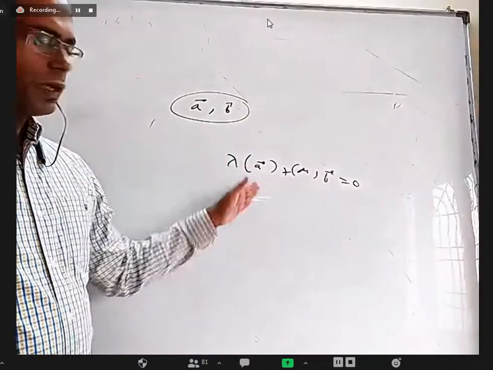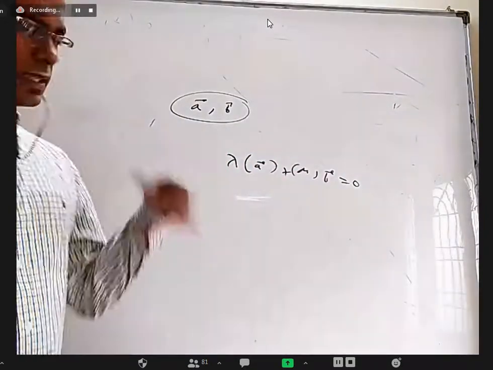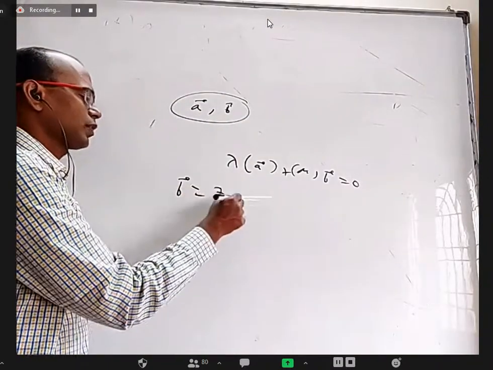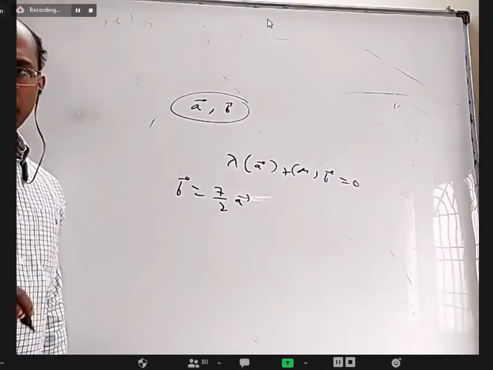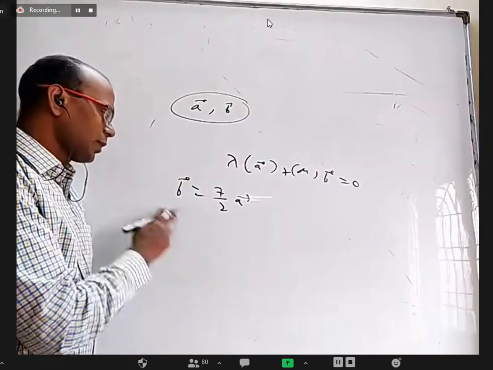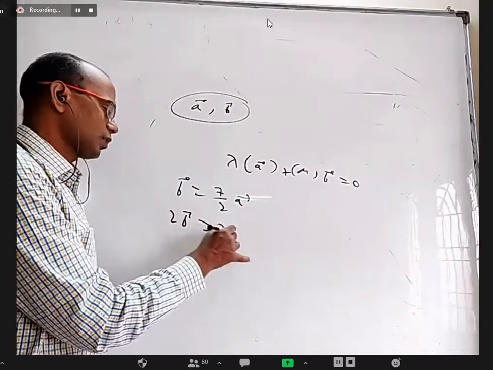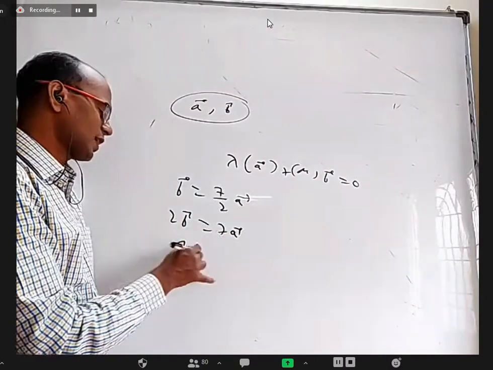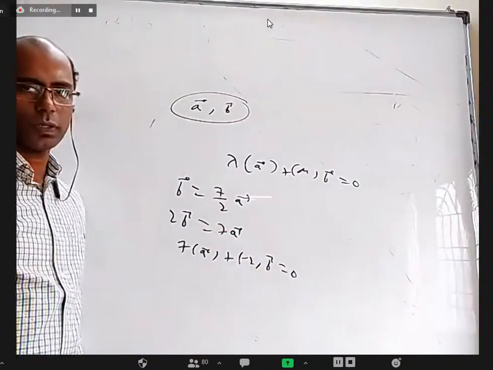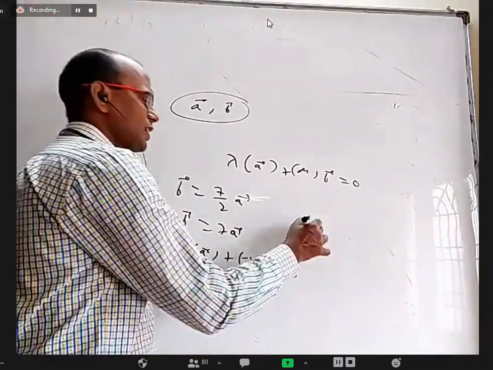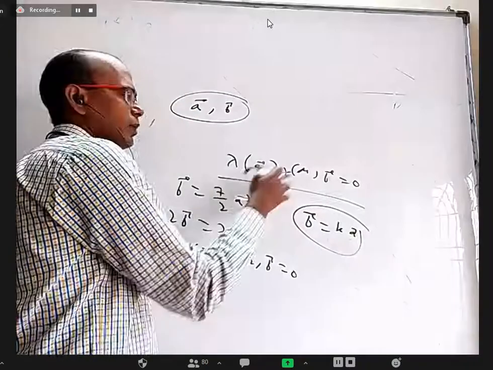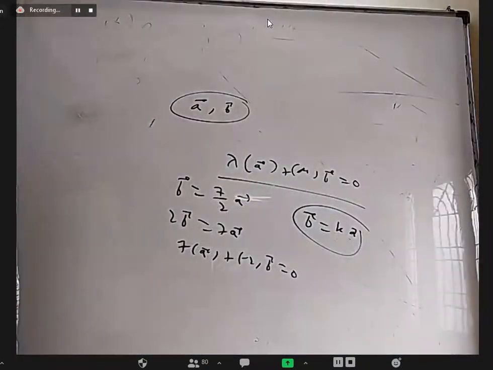Some real number into A bar plus some real number into B bar should be 0. This is the same as the first point only. Let us say somebody is able to identify B bar is 7 by 2 times A bar. B bar and A bar, are they parallel or not? Yes, sir. I can bring 2 here and say 2B bar equal to 7A bar, and send that to the other side and say 7 into A bar plus minus 2 into B bar equal to 0. So there is no difference in saying B bar equal to some k A bar or some number into A bar plus some number into B bar equal to 0.